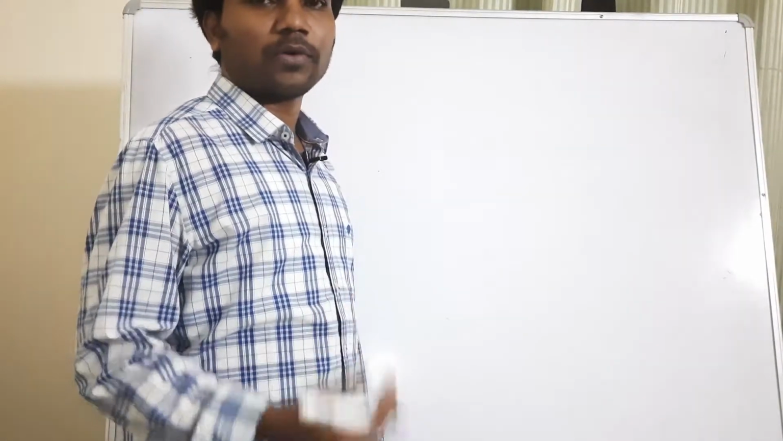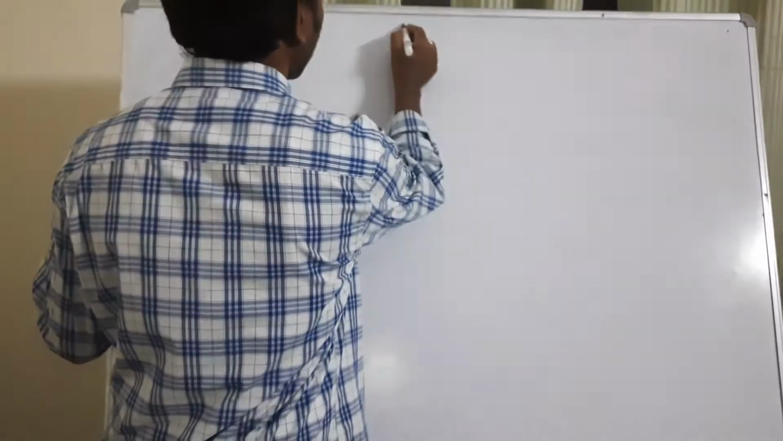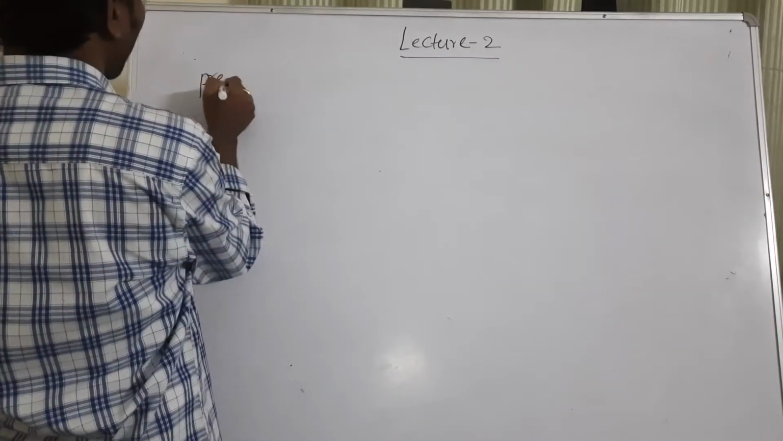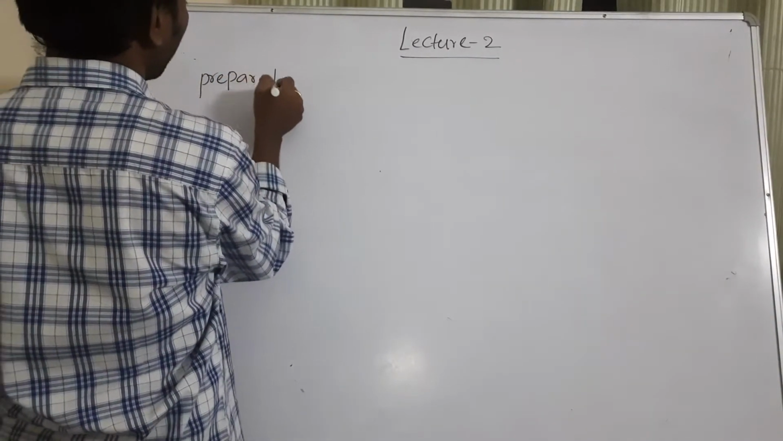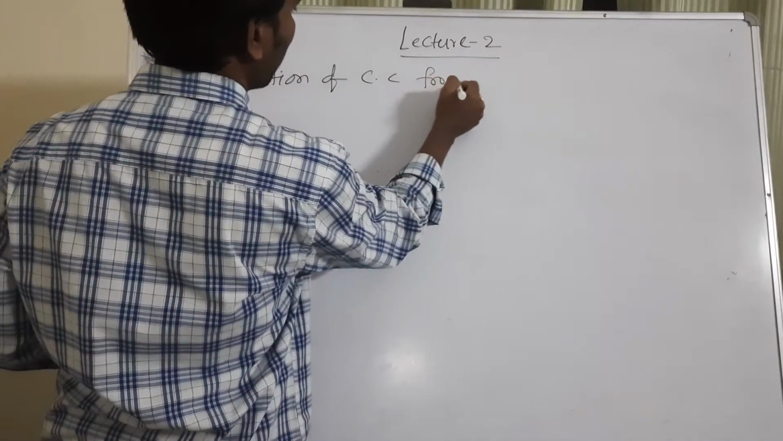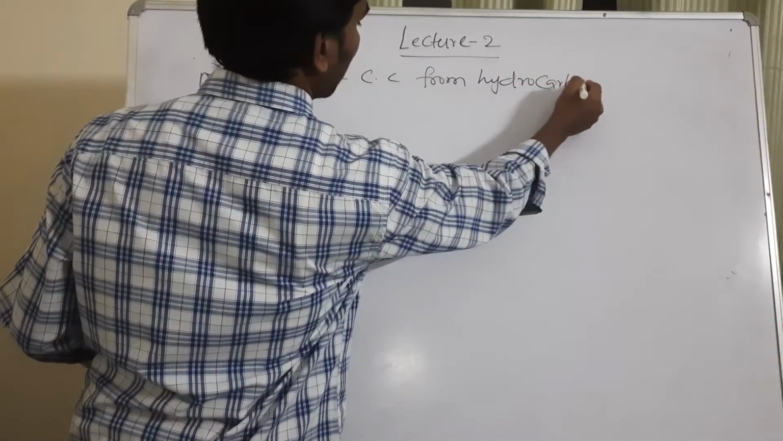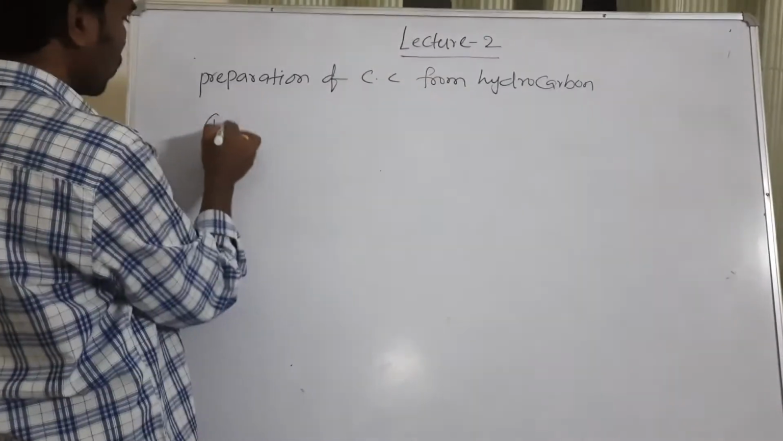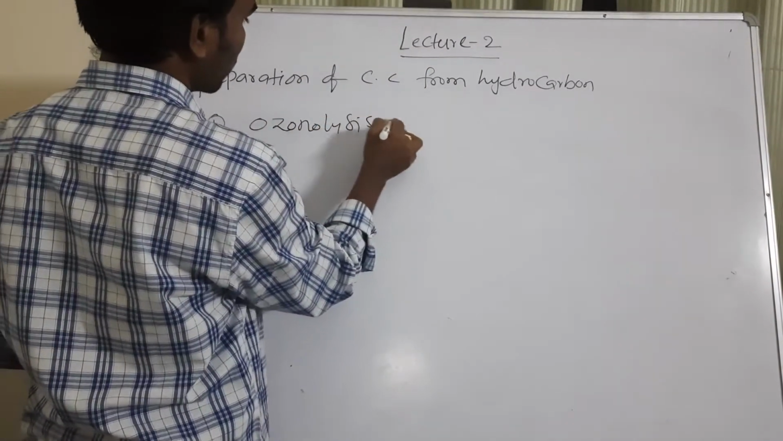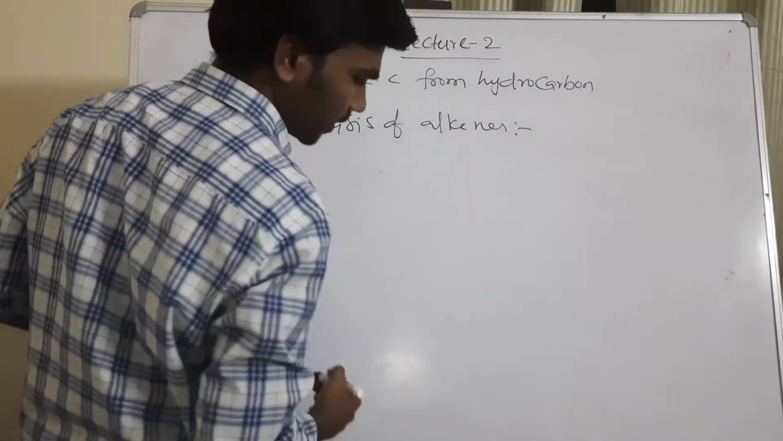In this video, I am going to explain carbonyl compounds part 2, lecture number 2. In this, preparation of carbonyl compounds from hydrocarbon. Exclusively, we are taking ozonolysis of alkenes.